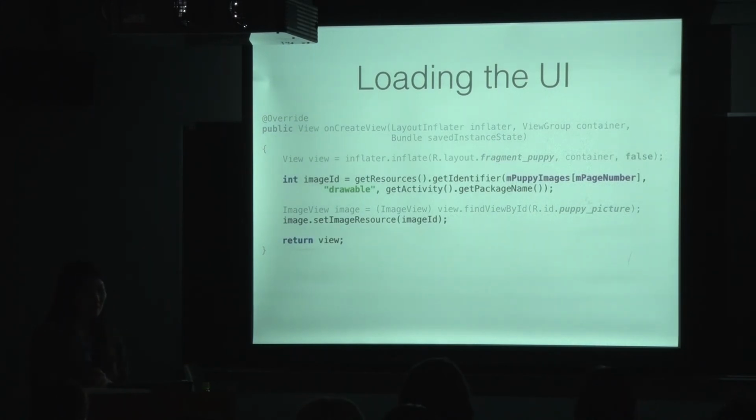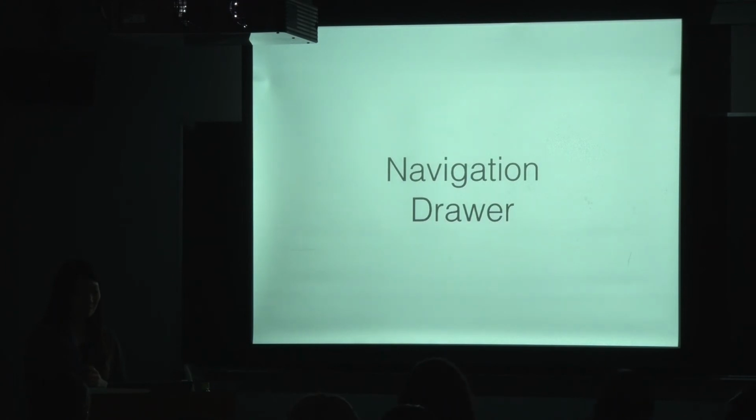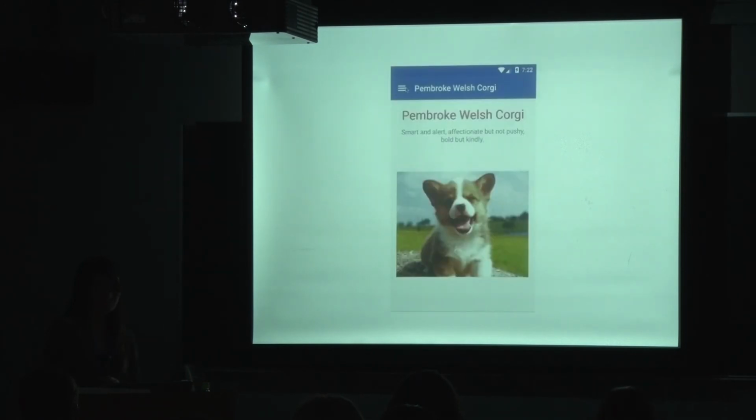So we can use the page number field set by the initialization arguments to get the right image ID needed for our image view, as shown in the bolded code here. Once all the views are set, we can return this view. Material design specs suggest that developers should favor a tabbed navigation when possible. However, if you have a lot of menu items or maybe submenus, you may want to use the navigation drawer instead.